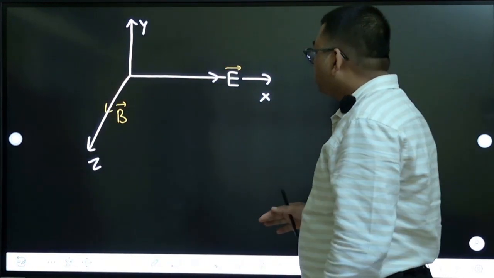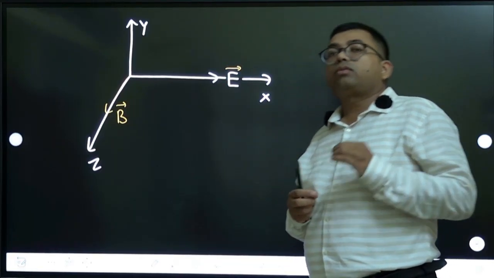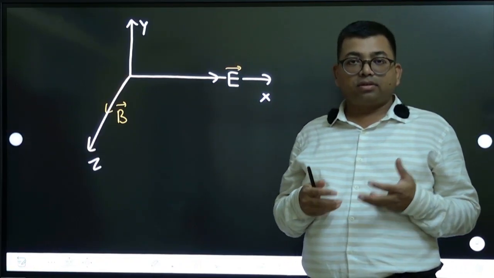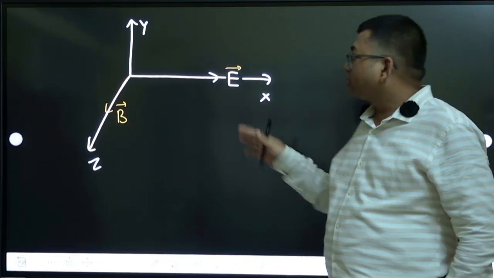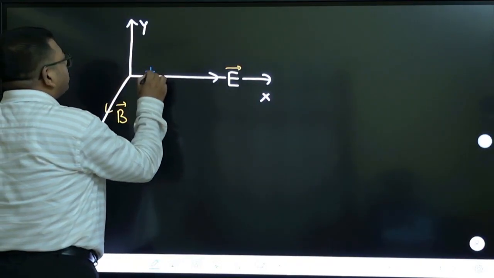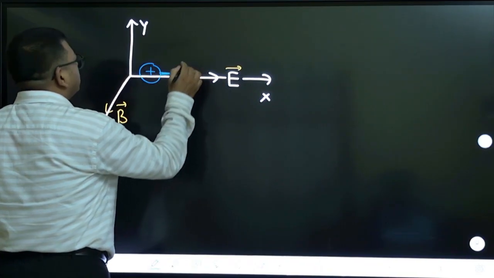So the gas is having ions. Then what happened first of all? The electric field will accelerate the ions. So if I take positive ions, they will first of all accelerate. So it will gain some velocity in this direction, right?